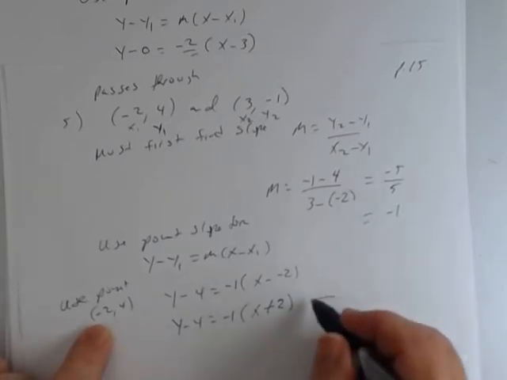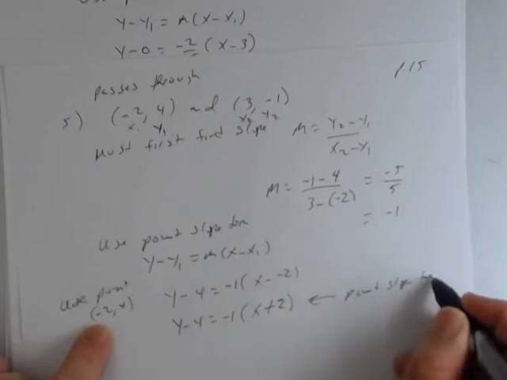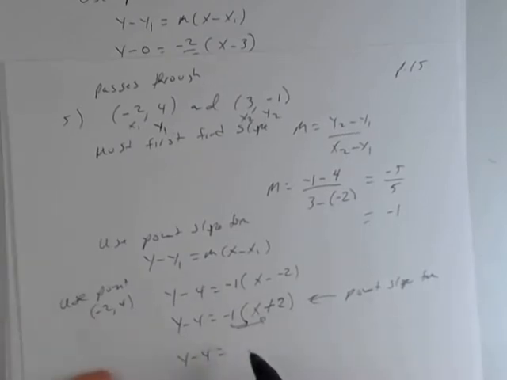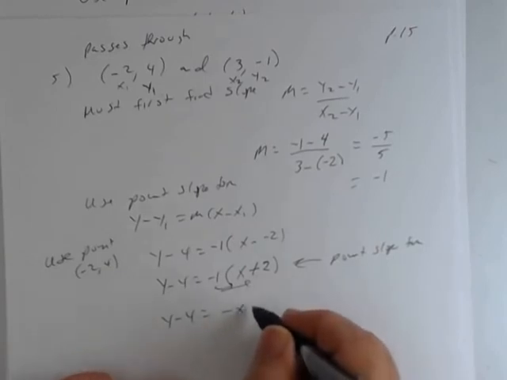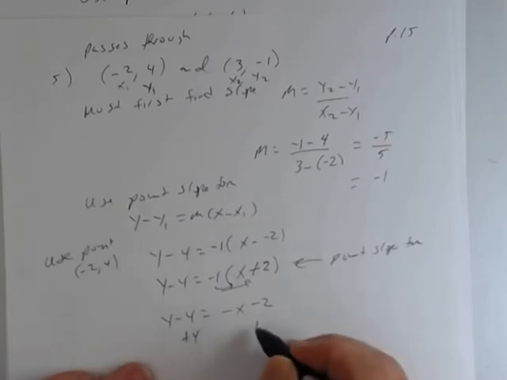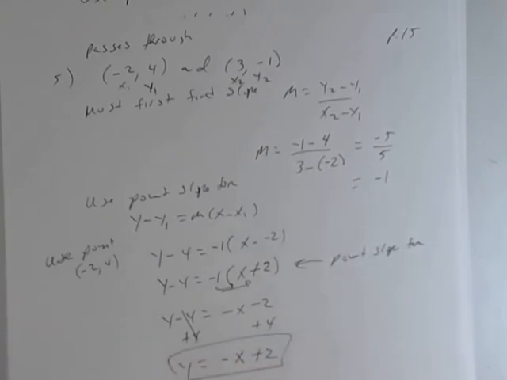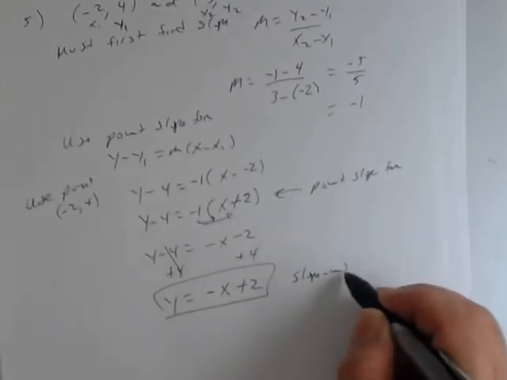Remember, this is point slope form now. What was that? Distribute? Right. Distribute. So I get y minus 4 equals negative x minus 2. And then finally, you do what? Okay? And so what's your answer? Plus 2. Okay? So that's the equation of the line in slope-intercept form.